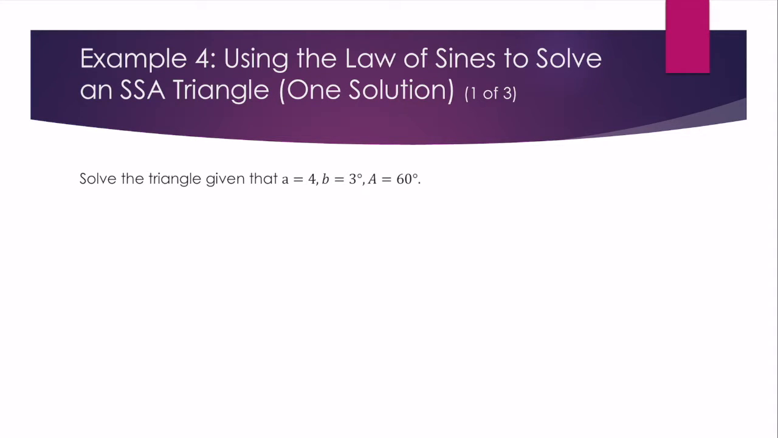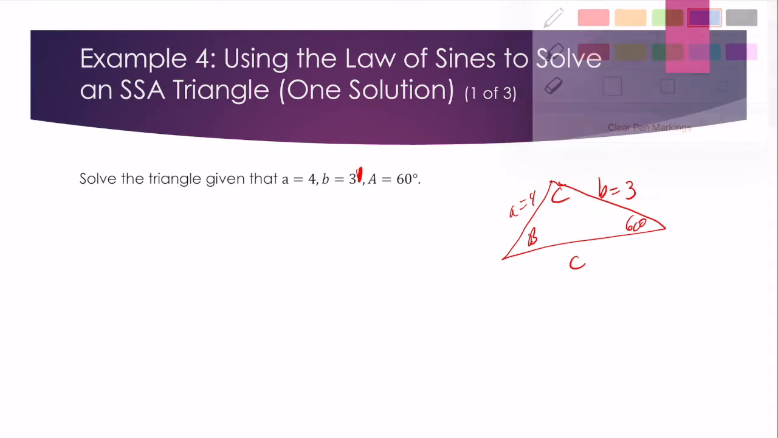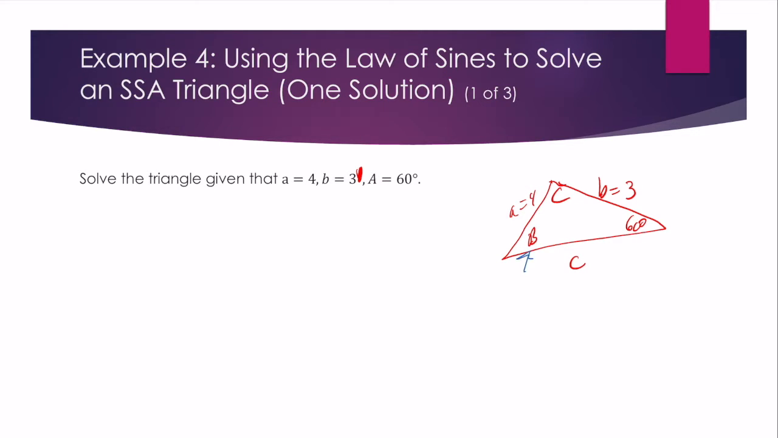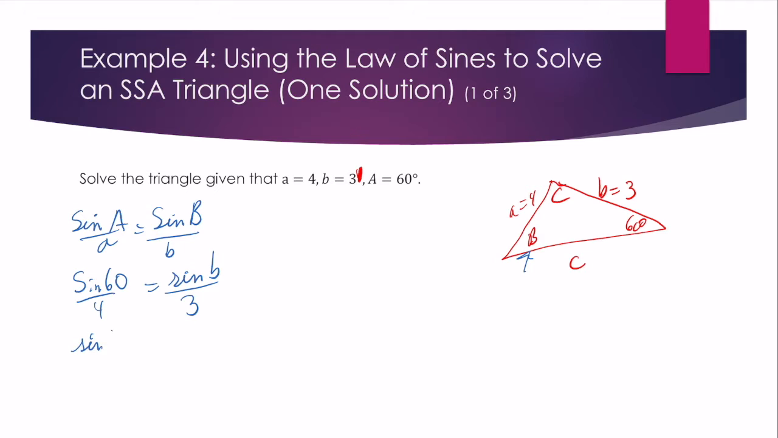Next, let's solve the triangle given that a equals 4, b equals 3, and A is 60 degrees. Sorry, b is 3. So we're going to start by finding angle B, because I know the length of side b. I have sine of A over a is sine of B over b. So sine of 60 divided by 4 is sine of B over 3. So sine of B is 3 sine 60 degrees over 4, which is about 0.65.